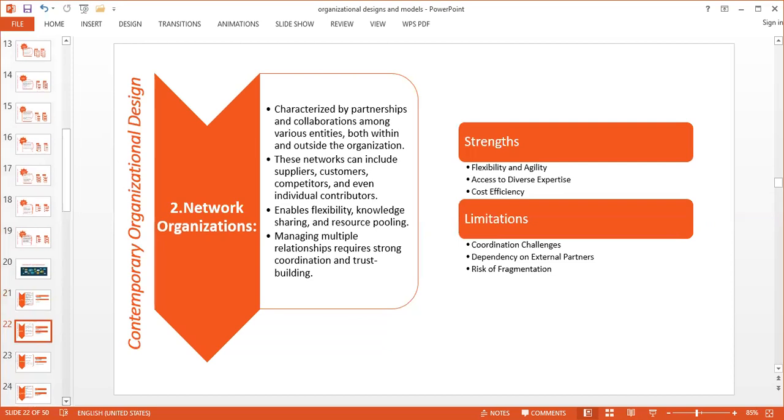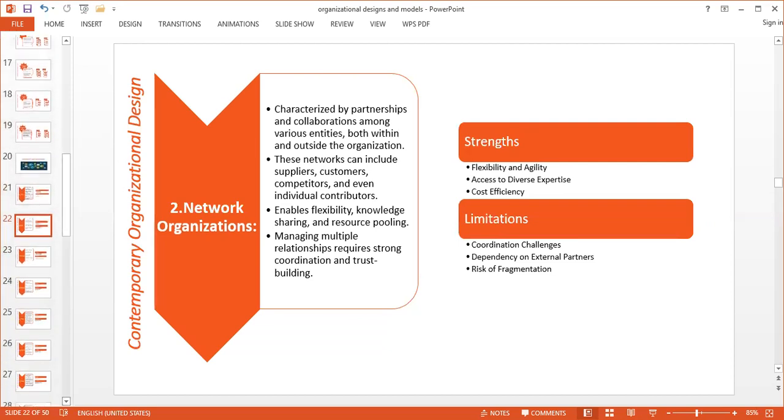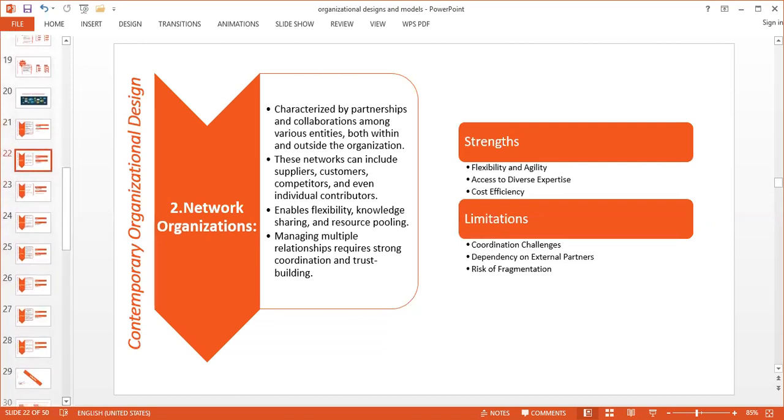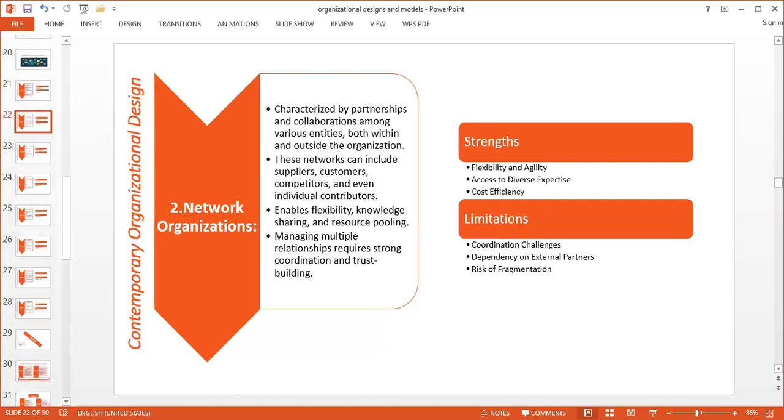Next one is network organization, characterized by partnerships and collaboration among various entities, both within and outside the organization. A network can include suppliers, customers, competitors, even individual contributors. Enables flexibility in knowledge sharing and resource pooling. Managing multiple relationships requires strong coordination and trust building.